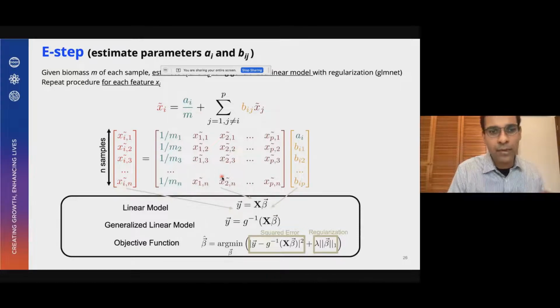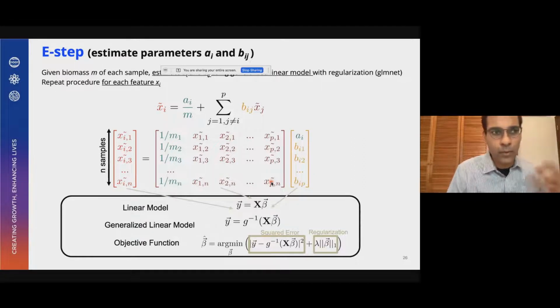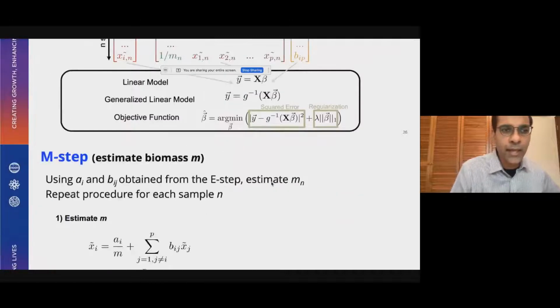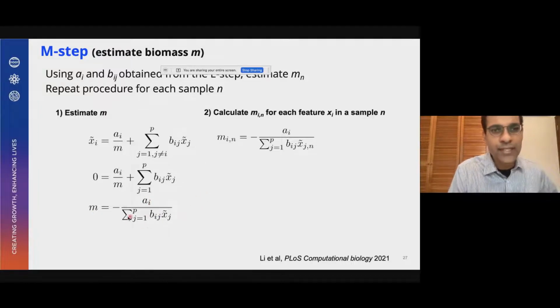But of course, you can be a little bit more sophisticated. You can introduce a regularization term to ensure that you learn sparse models. So you try to push as many of these parameters to 0 if possible. And so that's one approach to learn these parameters. And then when you have to estimate the biomass term, again, you can write a very straightforward equation for the biomass term. But this is actually for every species in the sample. So you get an M_in for every species i in sample n.